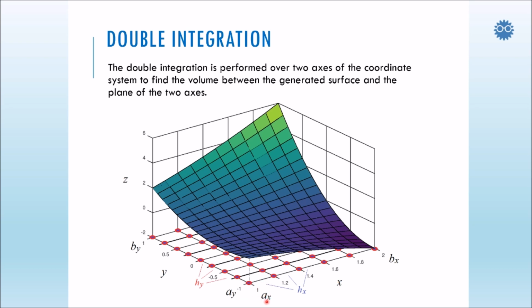Also, we should notice something important, that the limits will be AX up to BX, and in the Y direction, from AY to BY. So when we compute the value f of x, y for each integration point here, actually we're getting a point in the plane. When we raise a straight line in the z direction, we'll get a point on the surface, which will be the value of f corresponding to the integration point at which we want to perform the integration.